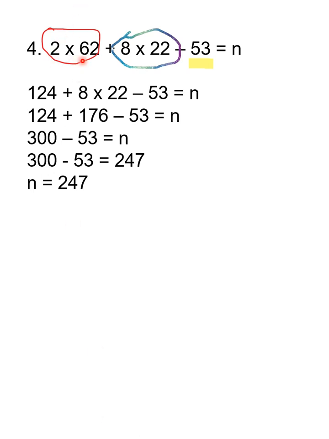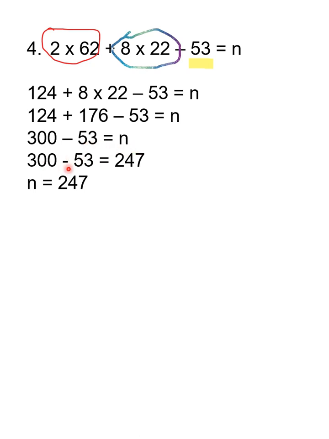2 times 62 plus 8 times 22 minus 53 equals n. 2 times 62 is 124, plus 8 times 22 minus 53 equals n. 124 plus 176, that's 8 times 22, minus 53 equals n. Now I add these two. 124 and 176 is 300, minus 53 equals n.